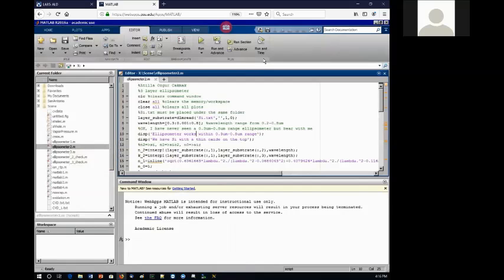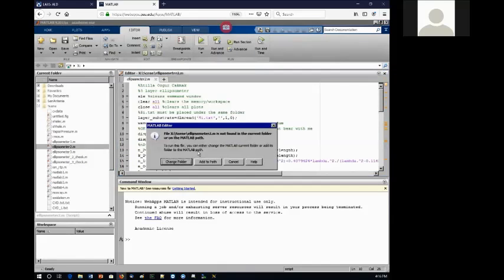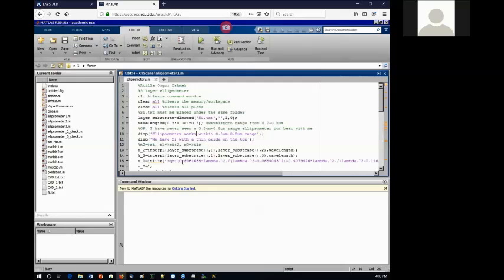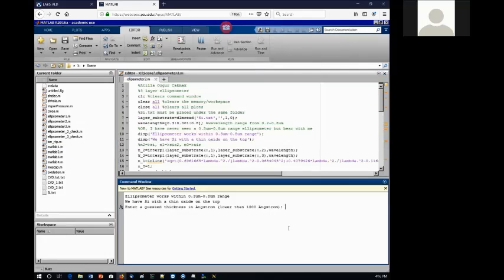Okay, and running the code again. Now this is asking me, enter a guess thickness in angstrom. This is what you would do if you were doing ellipsometry most of the time. You have to guess the thickness of your oxide. And like in our case, there's a tool in our lab, and you have to start by guessing the thickness of the tool. So I'm just going to guess 100 angstrom, okay?